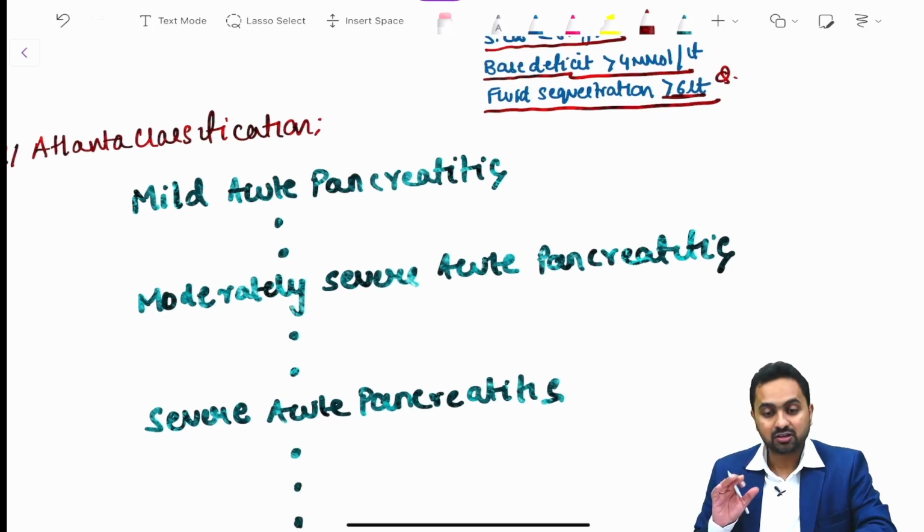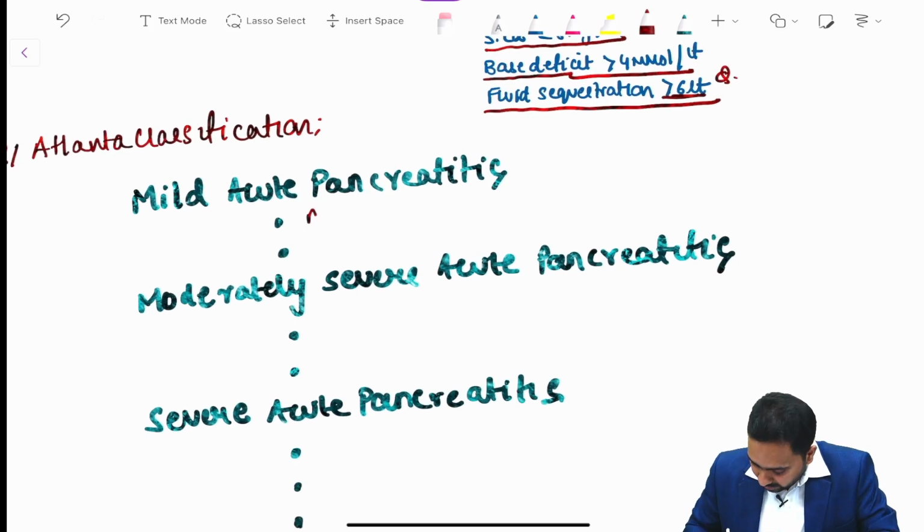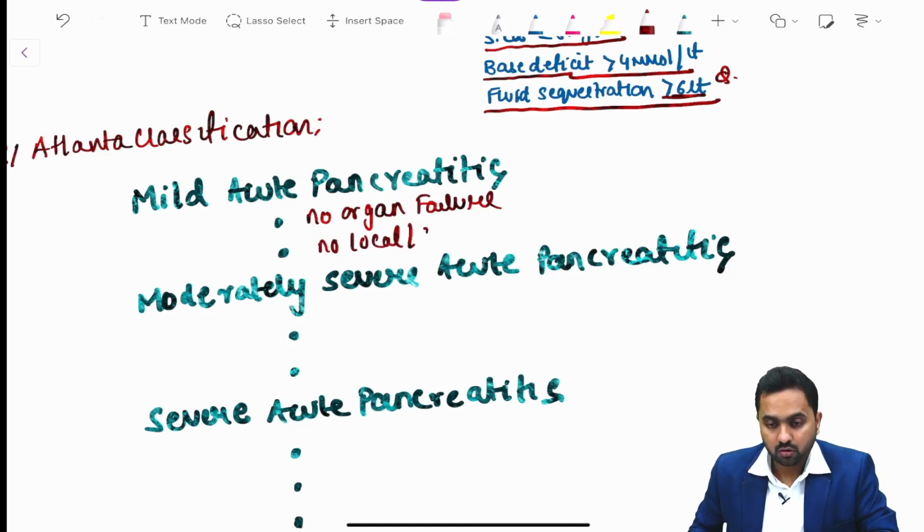So, what happens in your mild acute pancreatitis? There is no organ failure and no local or systemic complications.